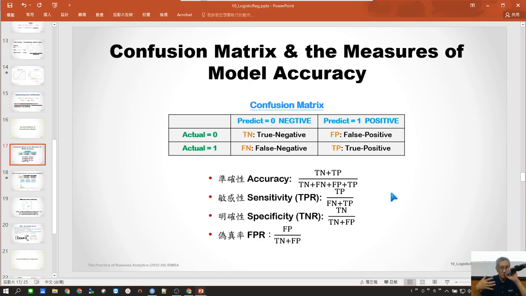Okay? The philosophy is actually to go to the basics. Remember these four terms.